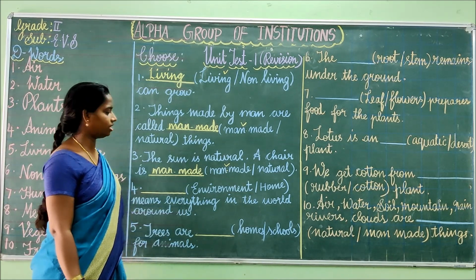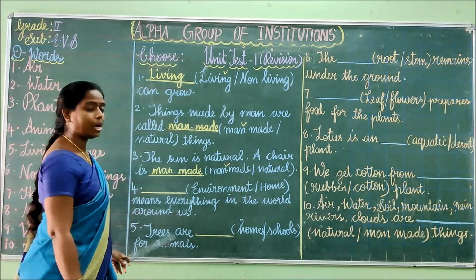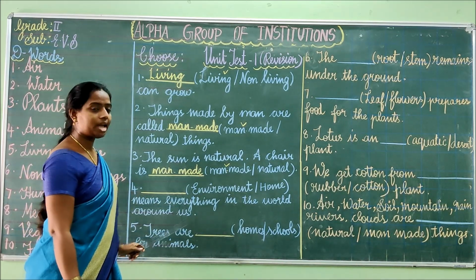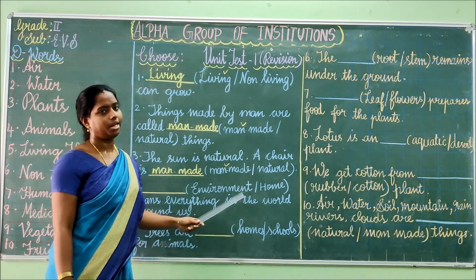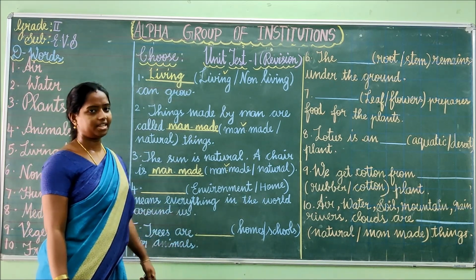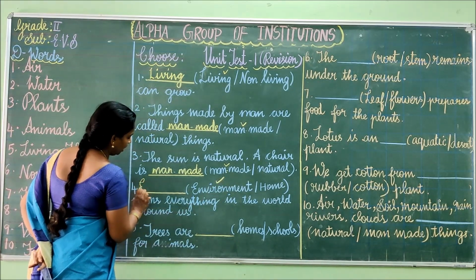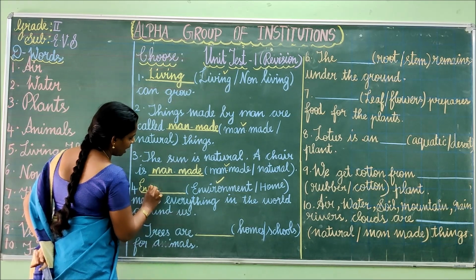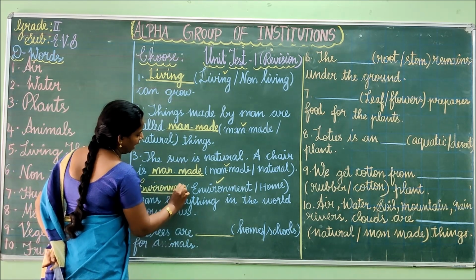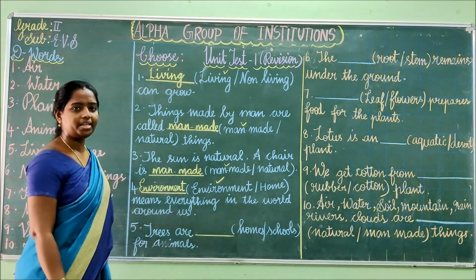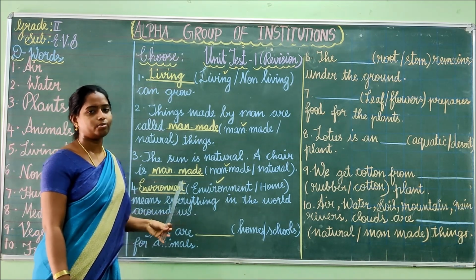Shall we move to the fourth one, children? Dash means everything in the world around us. Environment, isn't it? Environment means everything in the world around us. So see here, environment. What is the spelling for environment? E-N-V-I-R-O-N-M-E-N-T. Environment means everything in the world around us. You can write the spelling for environment here.